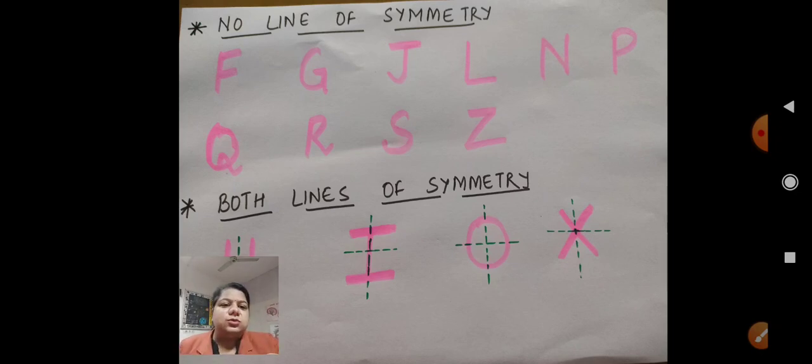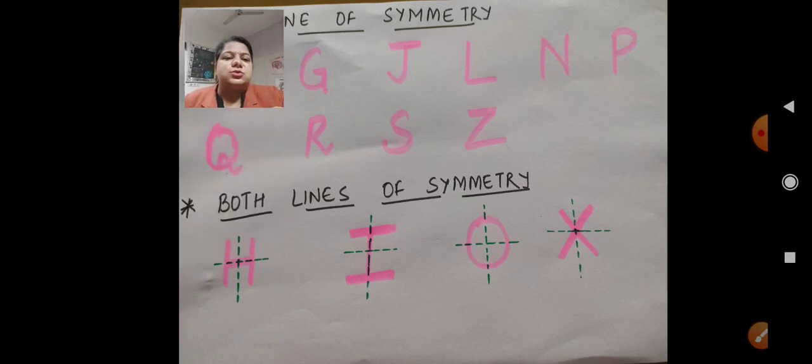Now next we need to discuss the English alphabets which have both lines of symmetry. Both lines of symmetry, vertical and horizontal, should be there. There may be other lines of symmetry also. We have not asked that they should have only vertical and only horizontal. Both lines of symmetry should be there. So H, I, O and X. Now just check, we have included O here also, right?